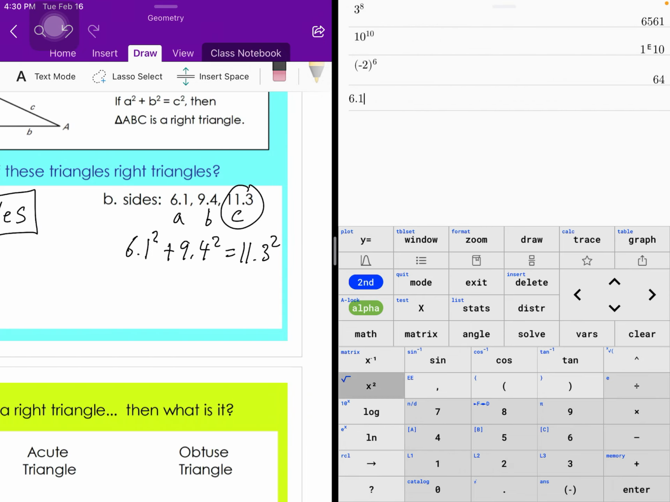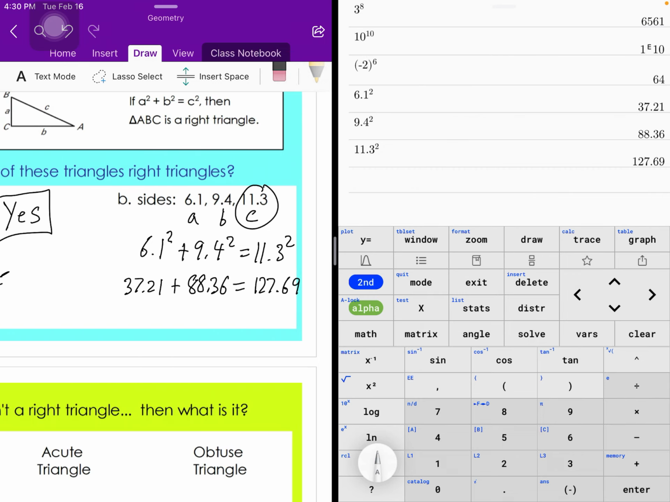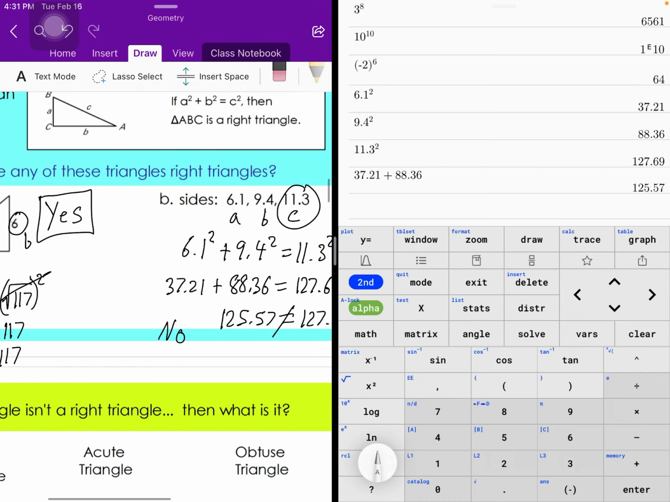All right, so 6.1 squared is 37.21. And then we got 9.4 squared, which is 88.36. And then we have 11.3 squared, which is 127.69. And then we got to add these and see if they're equal to each other. So I'm going to add the 37.21 plus 88.36, and I get 125.57. Then I look and notice this is not the same. So since those are not equivalent, this is not actually going to be a right triangle. If it was truly a right triangle, those values would have fit into the Pythagorean theorem.